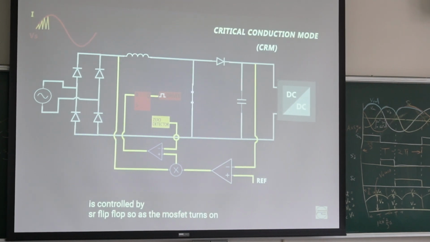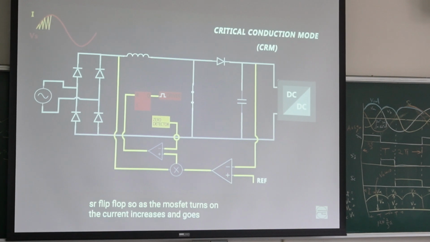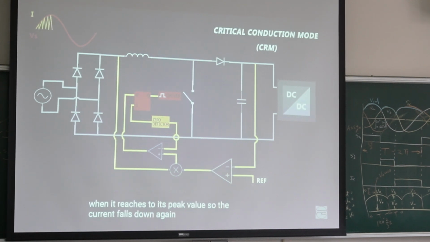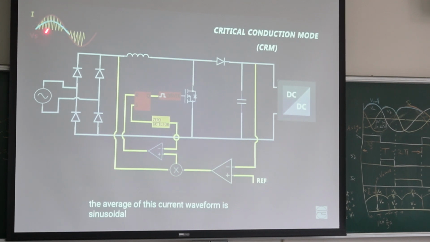When the MOSFET turns on, the current increases and goes up to a higher level. And the SR flip-flop resets when it reaches its peak value. So the current falls down again. The average of this current is like this, sinusoidal. To the voltage, this type of controlling method goes to zero, voltage goes to zero. So the fundamental is like this.